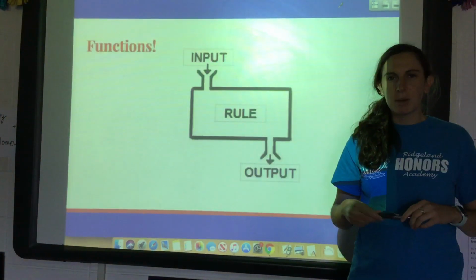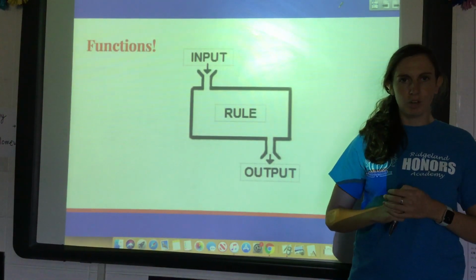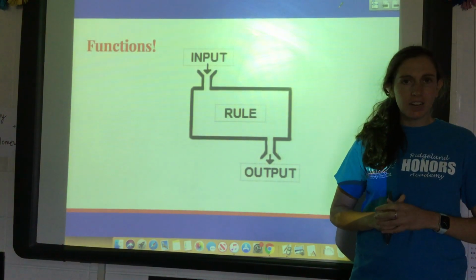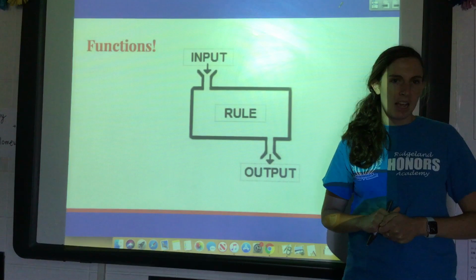So this lesson is about functions, specifically operations with functions. We're going to add, subtract, and multiply them, and it'll be very similar to the operations with polynomials that you guys have previously done.